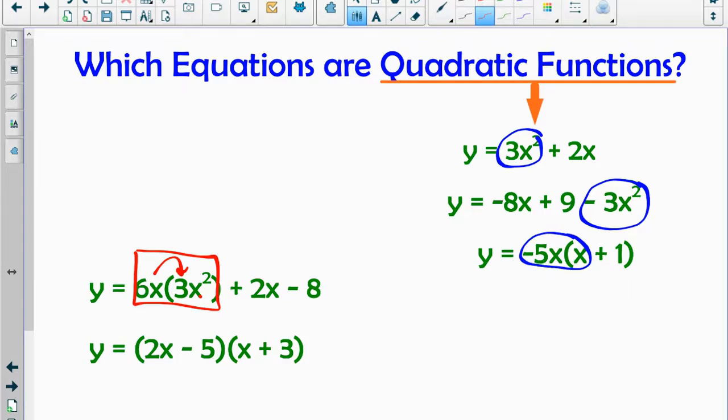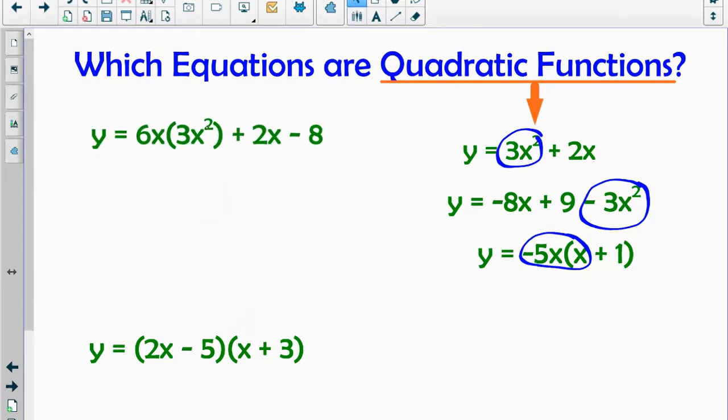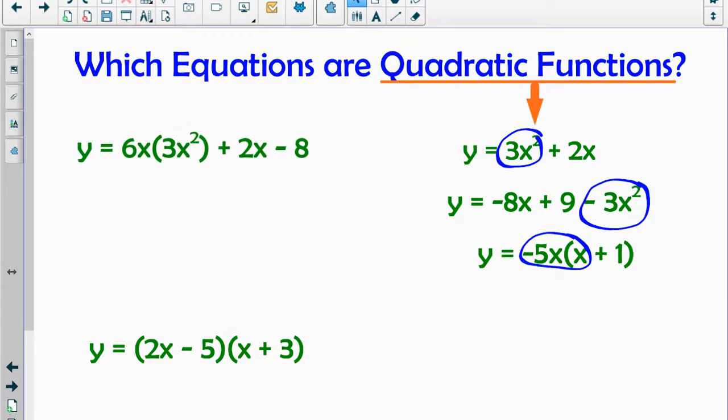So that would be what? 6 times 3 is 18. And that would be x to the third power when we multiply that together. So that is not going to be quadratic because it contains x to the third power, which is bigger than x squared. So we're just going to leave that over here. Maybe I'll show that that would have been 18x to the third power. There we go, which is why it's not quadratic.